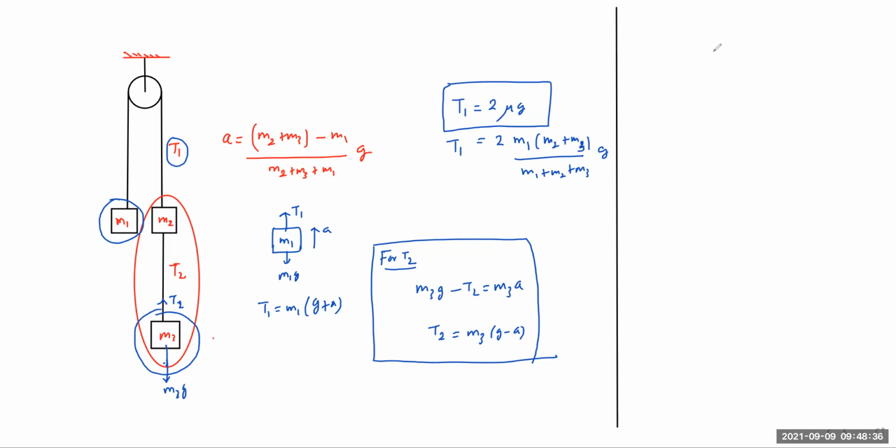So let's do the last problem before we wrap up this particular concept and go to the next one. Before we go to any problem, this Atwood machine should be mastered by every student. That's a very fundamental question. And this time I expect that you will get the answer quickly.